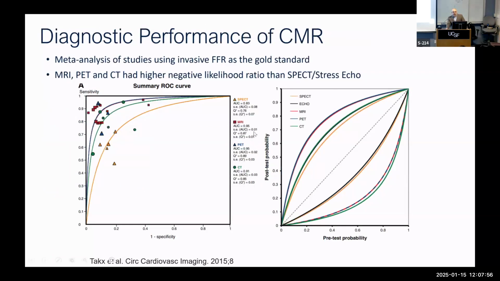So how does CMR compare to our other stress tests? This is a meta-analysis looking at studies using invasive FFR as the gold standard. And you can see that MR, PET, and CT really outperform, in this case, SPECT and stress echo. So if you look at area under the curve, MRI and PET are the highest, followed by CT, and then further down, followed by SPECT. CT has a very high negative predictive value, similar but slightly better than MR and PET, but MR and PET have a better positive predictive value.